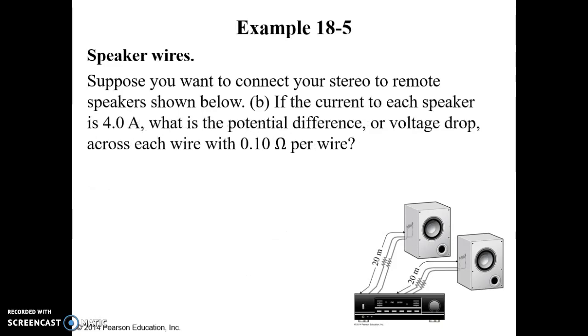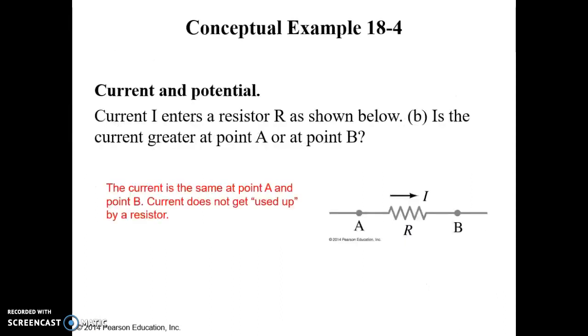Now for part B, if the current to each speaker is 4 amps, what is the potential difference or voltage drop across each wire? We can use Ohm's law, V equals IR, plug and chug, and we get 0.4 volts. The last note I want to leave you with is that the higher the resistance is, the less current that is drawn from the power source. But the value of the current drawn will stay the same across the resistor.